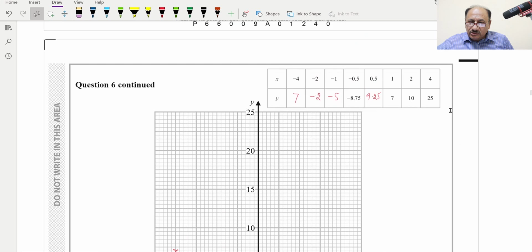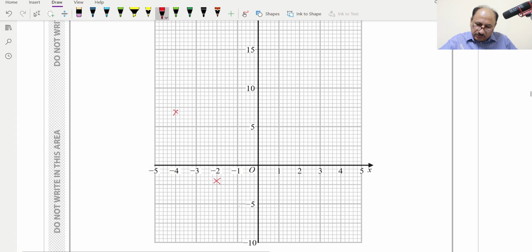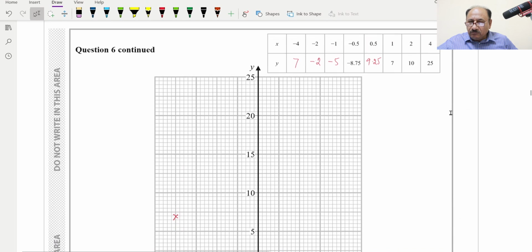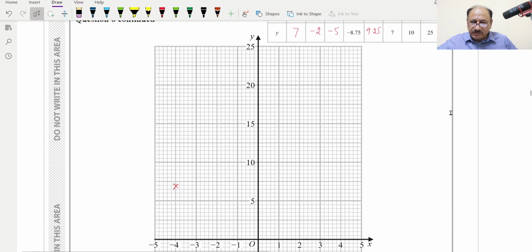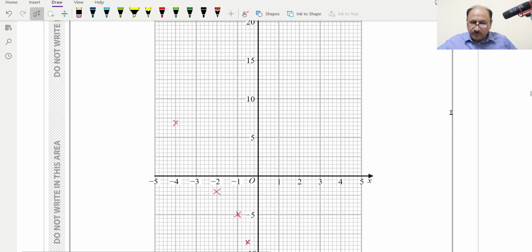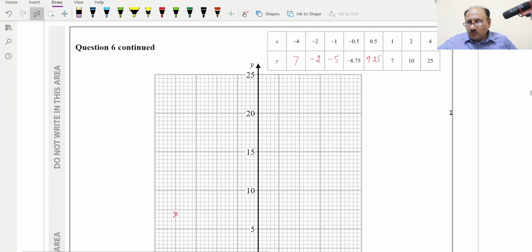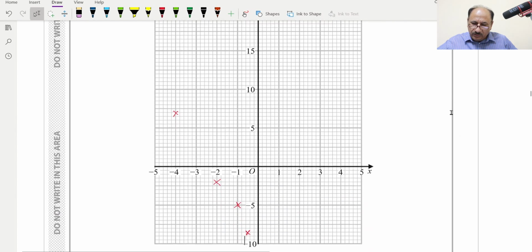And the third value is what? Minus 1 and minus 5. Minus 1 and minus 5 will be this point. And then the next point is minus 0.5 and minus 8.75. So this will be around here, so we can mark over here. So we are done with these negative sides. Positive side is 0.5 and 9.25.